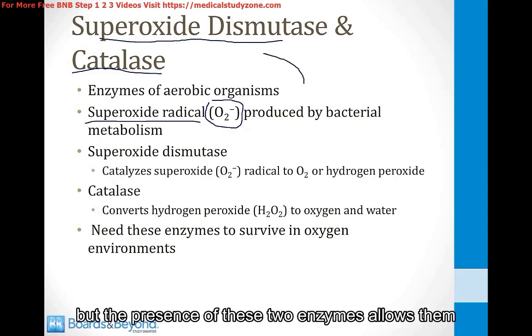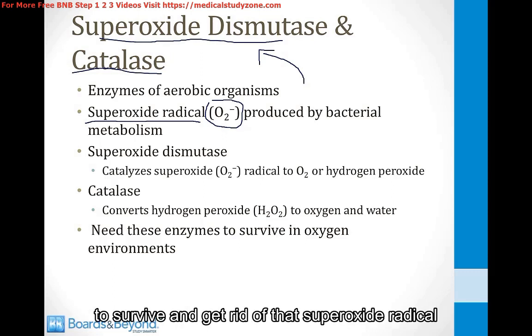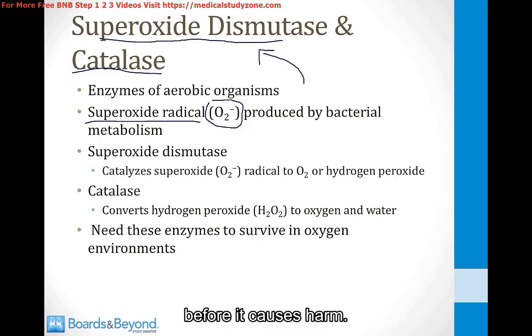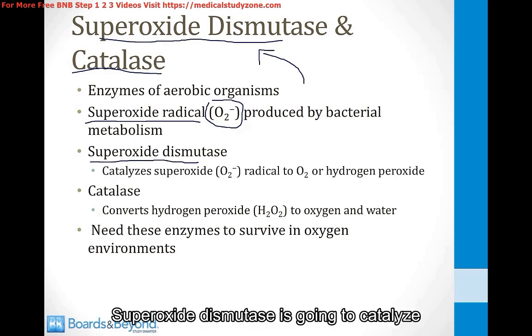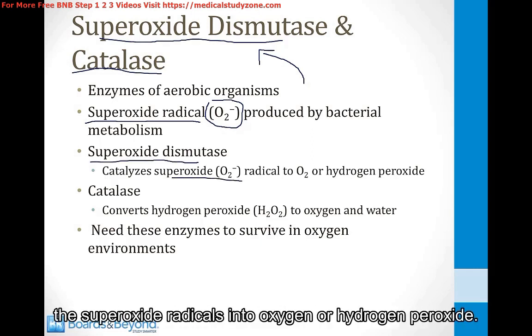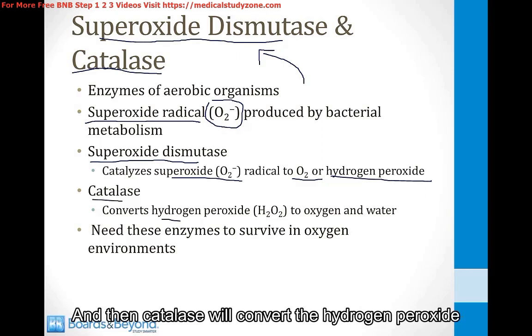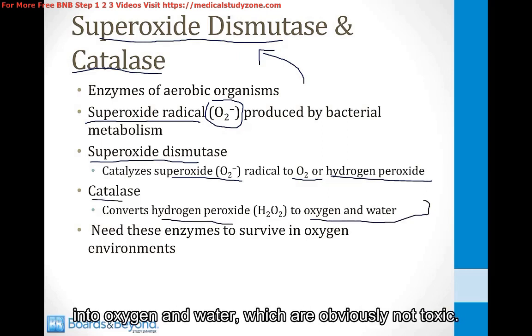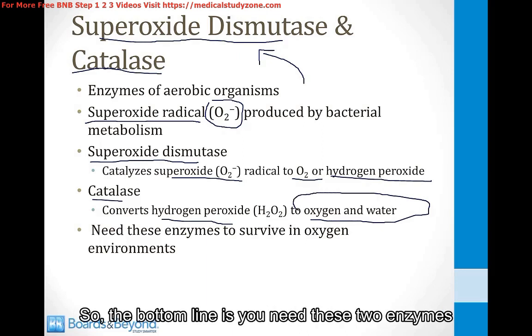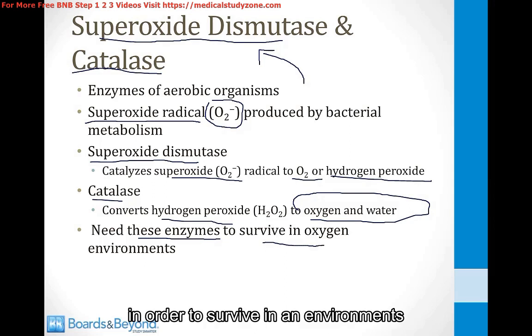But the presence of these two enzymes allows them to survive and get rid of that superoxide radical before it causes harm. Superoxide dismutase is going to catalyze the superoxide radicals into oxygen or hydrogen peroxide, and then catalase will convert the hydrogen peroxide into oxygen and water, which are obviously not toxic. So the bottom line is you need these two enzymes in order to survive in environments where you're metabolizing oxygen.